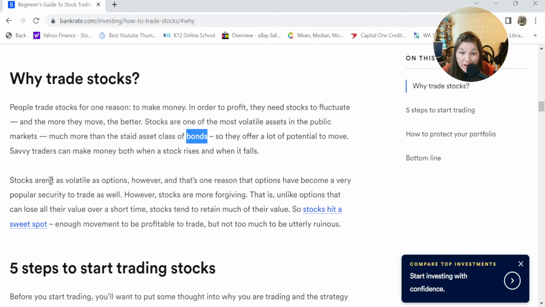So stocks aren't as volatile as options. And that's what I was saying, guys. You can get an option on a stock without owning the stock. So you could do a put or a call. Way more volatile. And the reason that options are more volatile than stocks is because these are insurance for stocks. We're going to go through options way more, but an option is insurance on a stock.